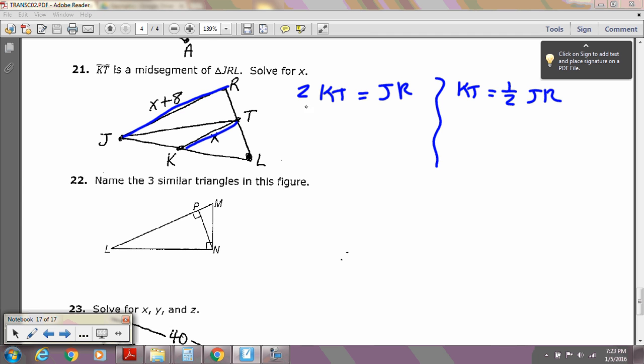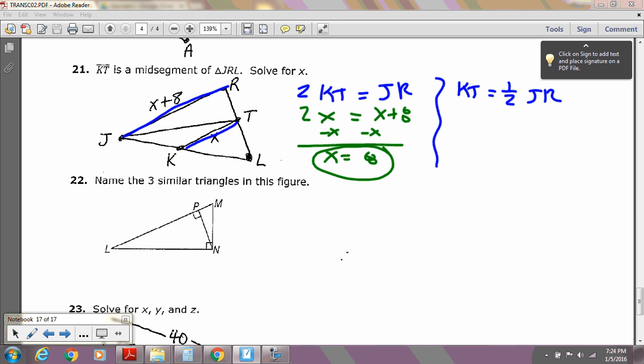So that means 2 times X, which is KT, is equal to JR, which is X plus 8. Subtract X on both sides, so you would have X is equal to 8. And X happens to be KT, so KT is equal to 8.